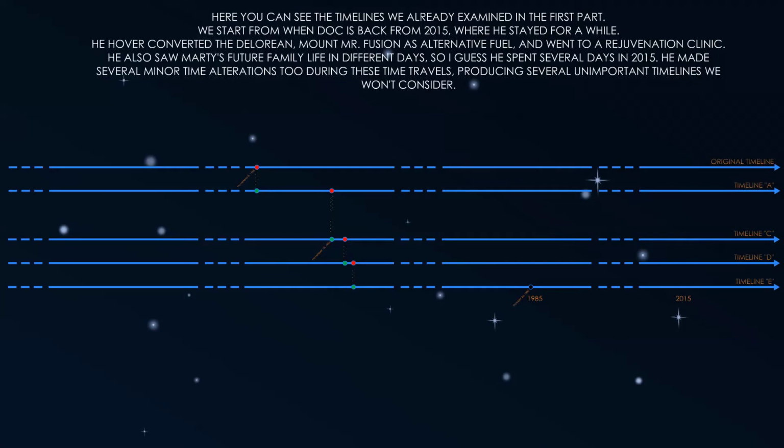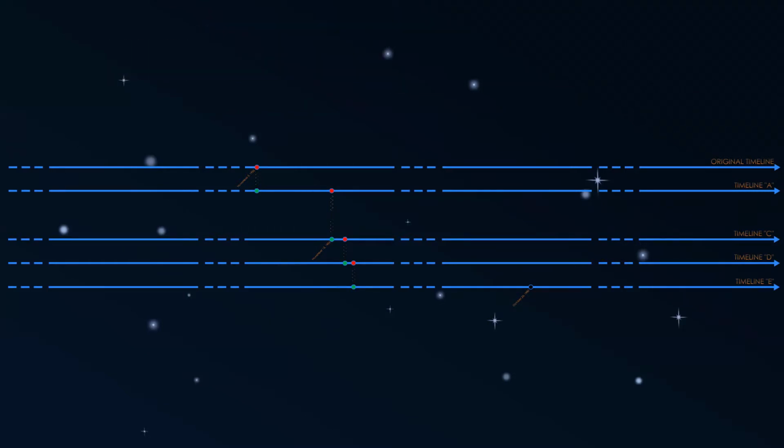Here you can see the timelines we already examined in the first part. We start from when Doc is back from 2015, where he stayed for a while. He converted the DeLorean, with Mr. Fusion as alternative fuel, and went to a rejuvenation clinic. He also saw Marty's future family life on different days, so I guess he spent several days in 2015. He made several minor time alterations too during these time travels, producing several unimportant timelines we won't consider.